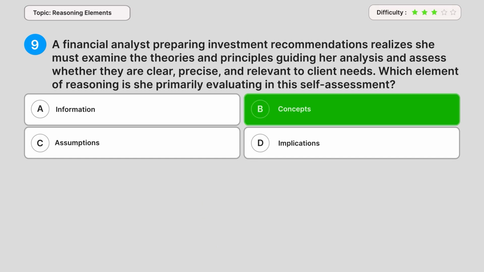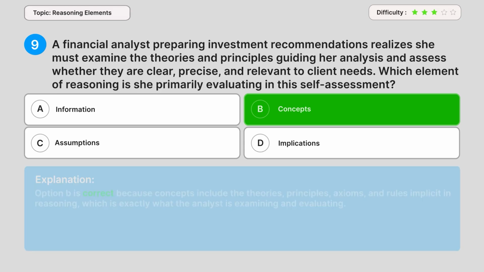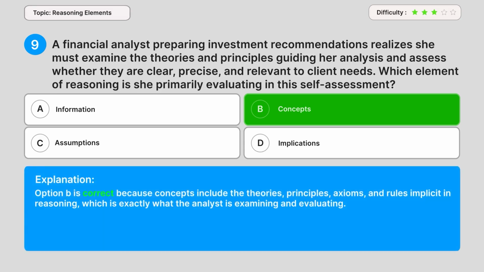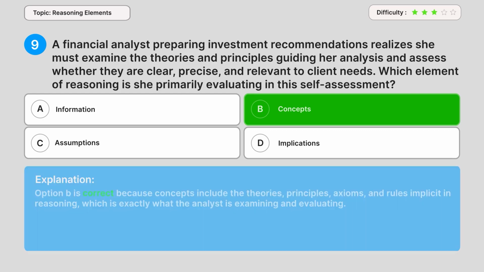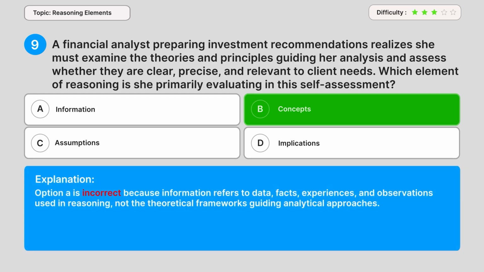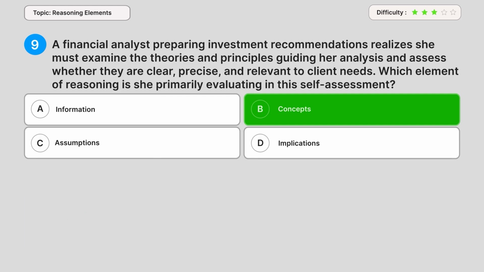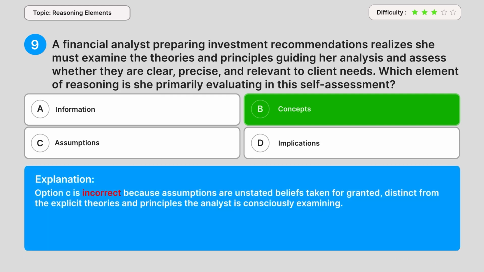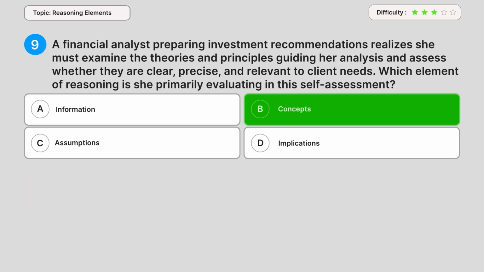Correct answer, B. Concepts. Explanation. Option B is correct because concepts include the theories, principles, axioms, and rules implicit in reasoning, which is exactly what the analyst is examining and evaluating. Option A is incorrect because information refers to data, facts, experiences, and observations used in reasoning, not the theoretical frameworks guiding analytical approaches. Option C is incorrect because assumptions are unstated beliefs taken for granted, distinct from the explicit theories and principles the analyst is consciously examining.